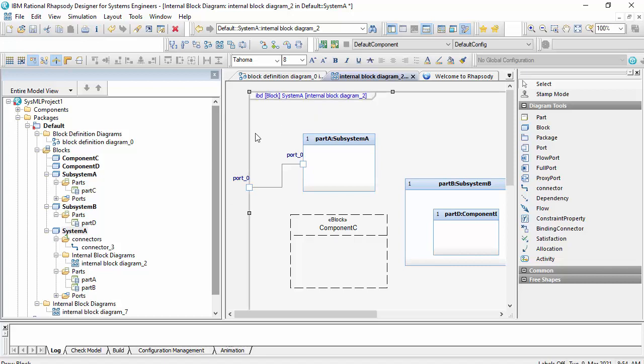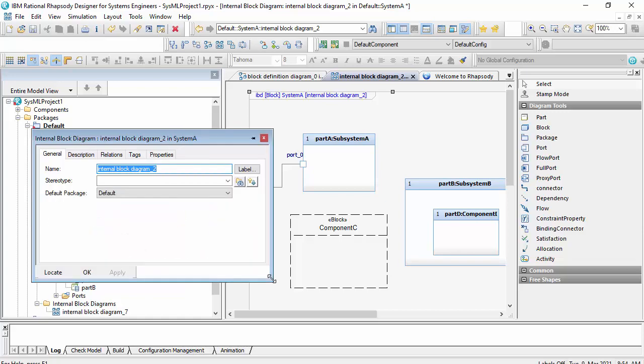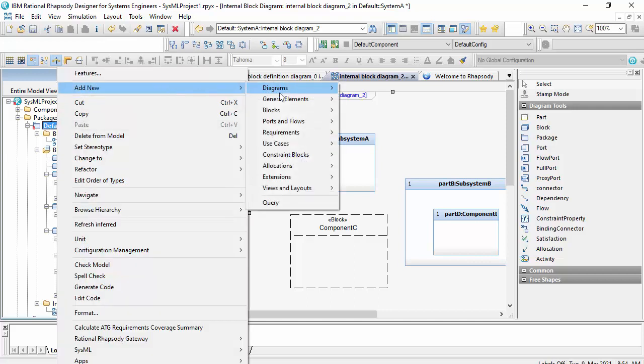Now in Rhapsody, the internal block diagram frame, there's no context setting here. The internal block diagram frame is determined by the ownership of the diagram. So the internal block diagram here is owned by system A. That means its frame represents system A. That's why I should always create an internal block diagram underneath a block rather than at package level. Unless you have parts which are global.